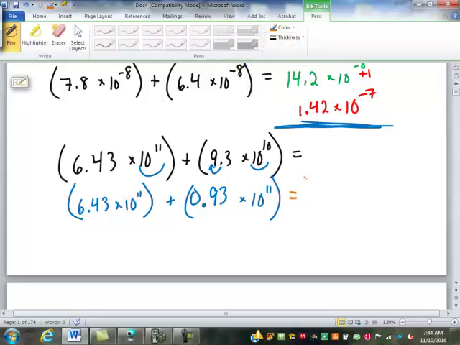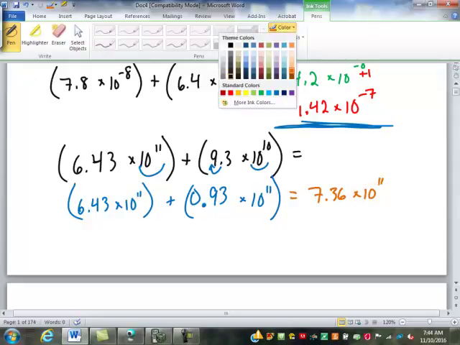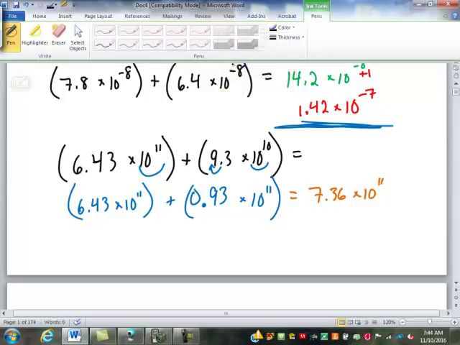So 6.43 plus 0.93 is 7.36 times 10 to the 11th. So the power got larger, it went from 10 to 11. So then I had to make the number smaller by 1 spot. If the power gets larger, the number gets smaller. If the power gets smaller, the number gets larger.